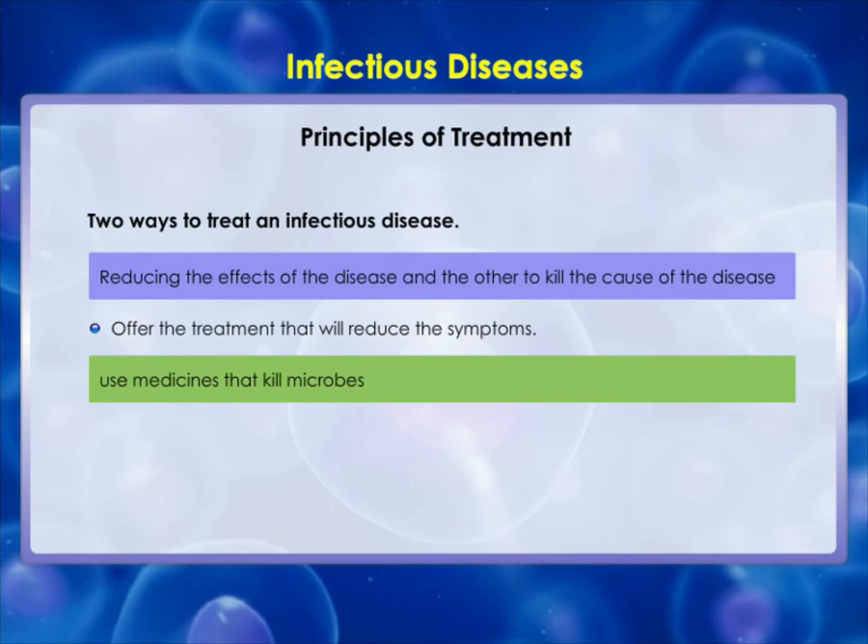The other way is to use medicines that kill microbes. We have seen earlier that microbes can be classified into viruses, bacteria, fungi, or protozoa. Each of these groups of organisms will have some essential biochemical life process which is peculiar to that group and not shared with the other groups. These processes may be pathways for the synthesis of new substances or respiration. These pathways will not be used by us either.